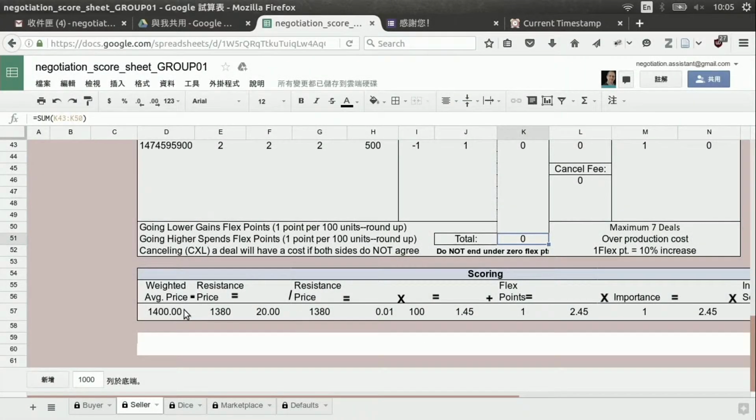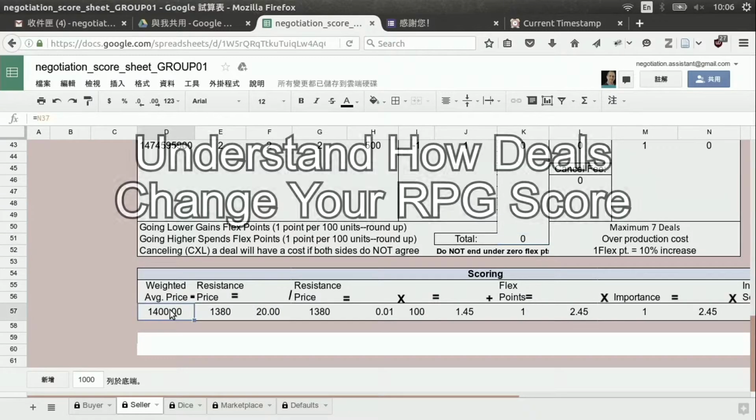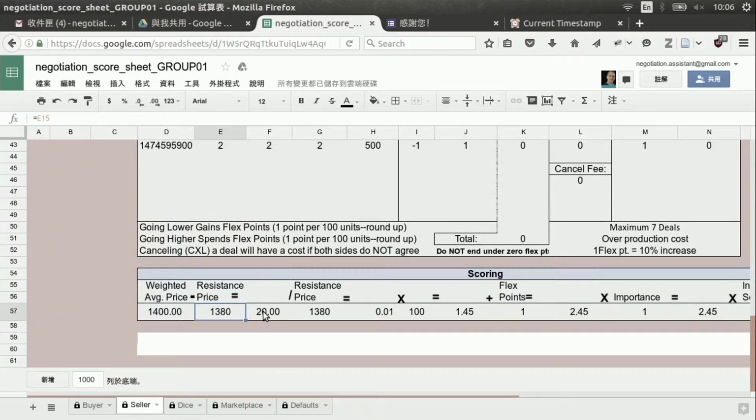Now, we can also see down here that we have begun to get a score because we now have some numbers in the system. So let's go ahead and look over this. We have a weighted average price here, and we have our resistance. We subtract those, and the difference is 20. Because we're a seller, of course, we would like to sell for more. So now we're doing well. That's good. We divide that by our resistance to end up with a fraction, and that's a 0.01. And then we times that by 100 to get back to above a decimal, so 1.45.